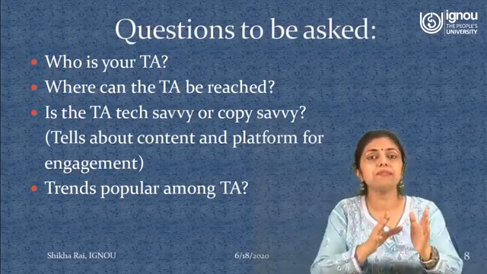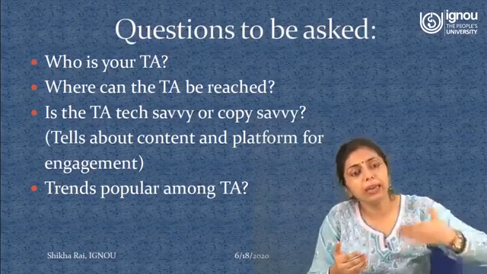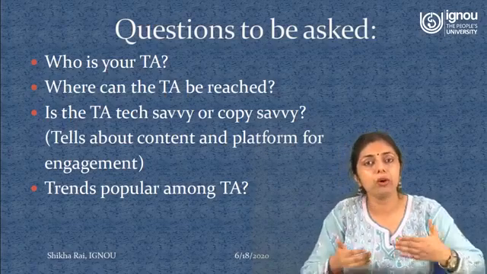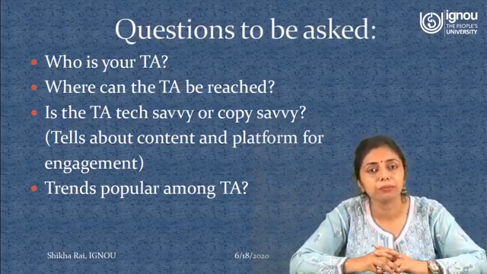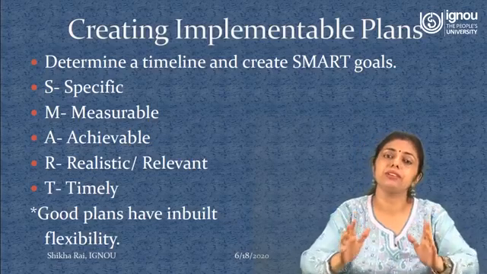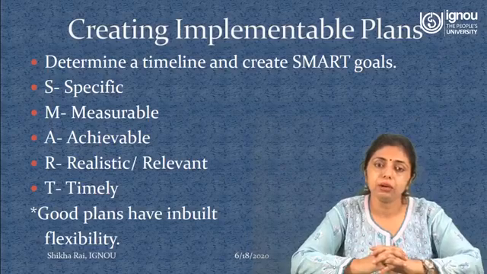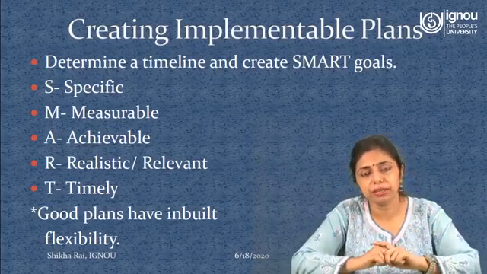Because the trends will decide what kind of content they are engaging with, what kind of likelihood is there for them to accept or reject your communication. Then the third step is creating implementable plans. Good plans have inbuilt flexibility in them.